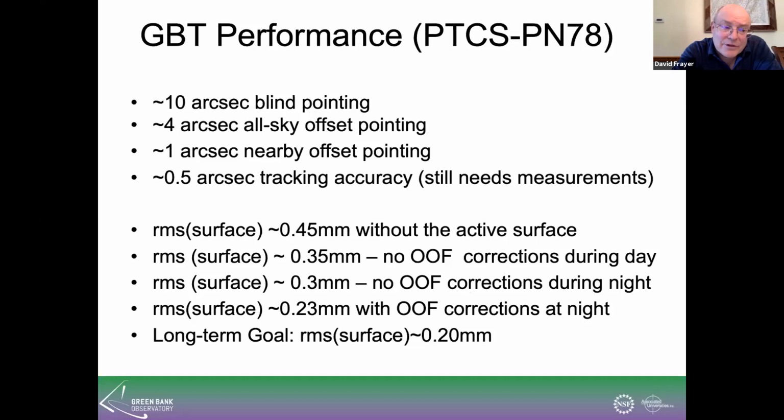which is out-of-focus holography corrections, which corrects for some thermal distortions. These are the corrections that we hope, long-term, will assist in optimizing. With those kinds of corrections, we get down to 0.23 millimeters or 230 microns.